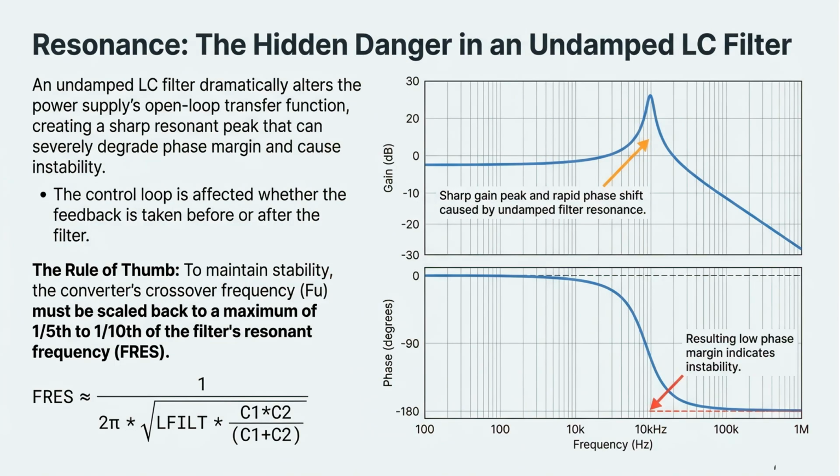An undamped LC filter creates a sharp resonant peak, which degrades phase margin and can cause instability. To maintain stability, the converter's crossover frequency must be significantly scaled back relative to the filter's resonant frequency.